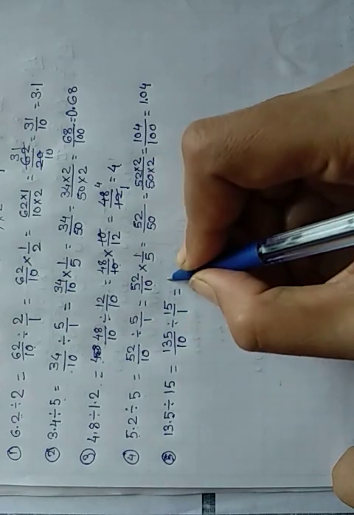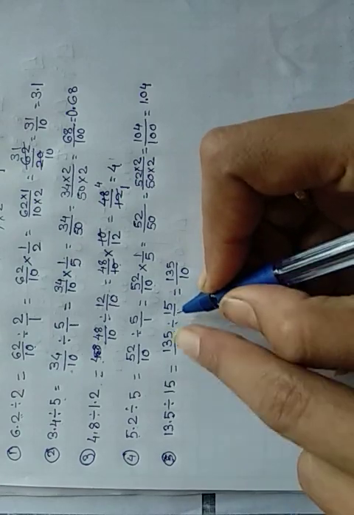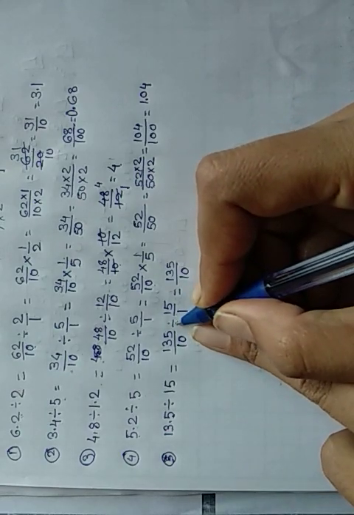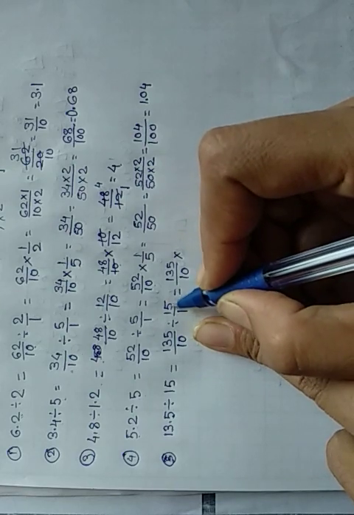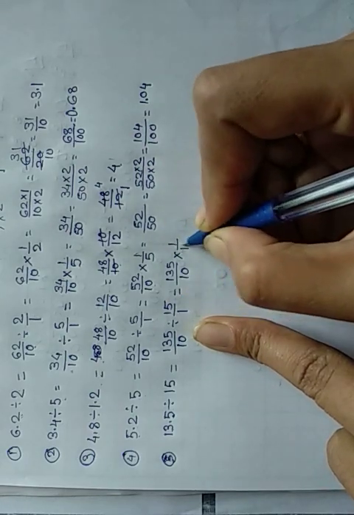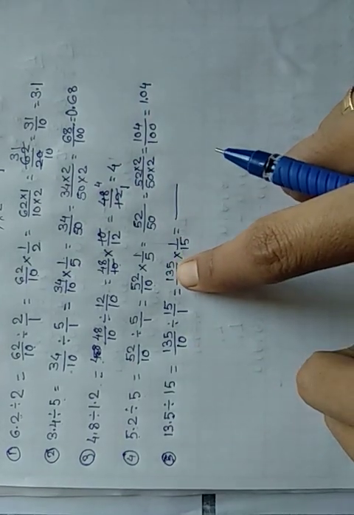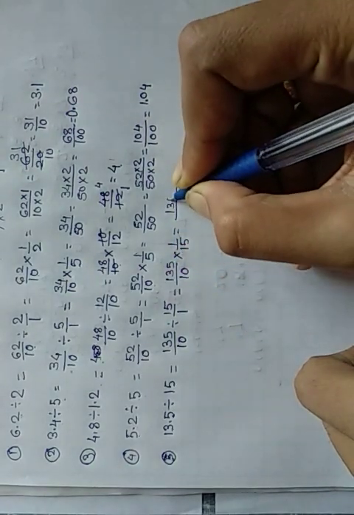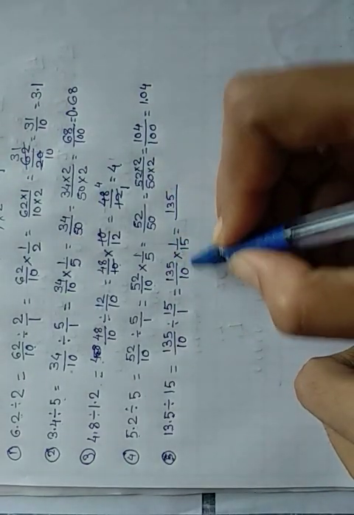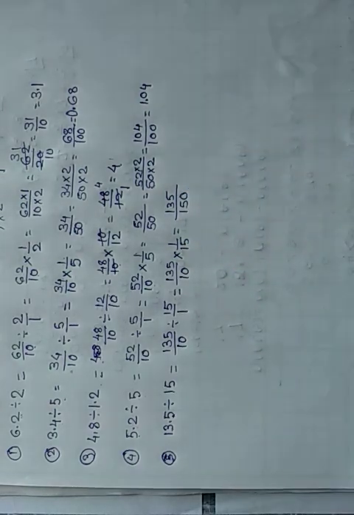Then write the first fraction as it is, 135 upon 10. Convert this division into multiplication and take the multiplicative inverse of 15 upon 1, that is 1 upon 15. So here 135 ones are 135, and here 10 into 15, that is 150.